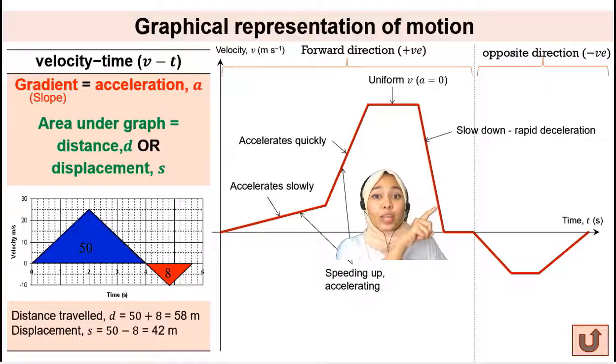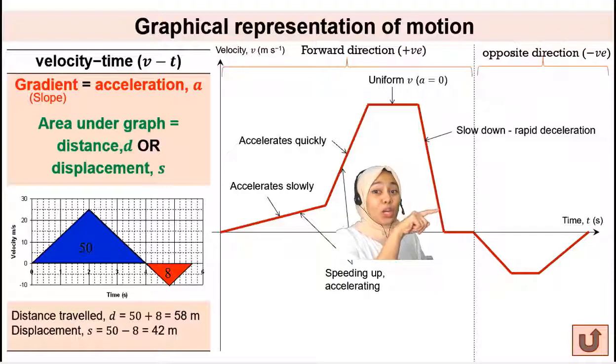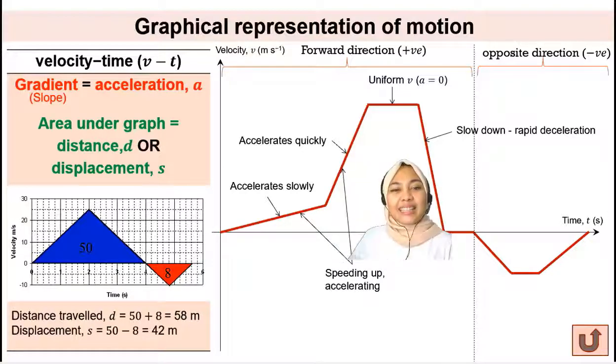Then, this object starts to decrease its velocity until it stops. Notice that the gradient is not only the steepest, meaning it is so rapid, but since the gradient is negative while the velocity is still positive, because we are still in the positive section, it indicates that this object is decelerating.